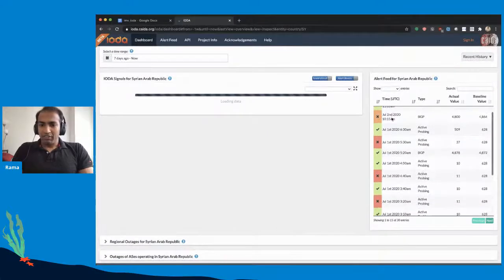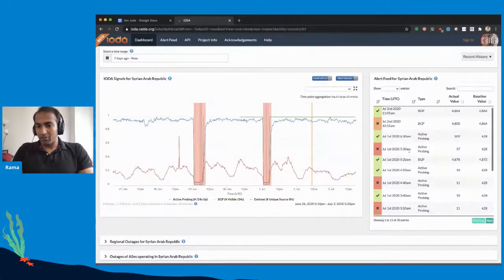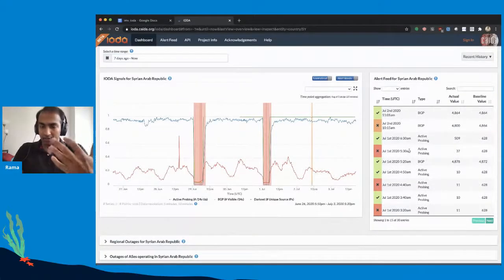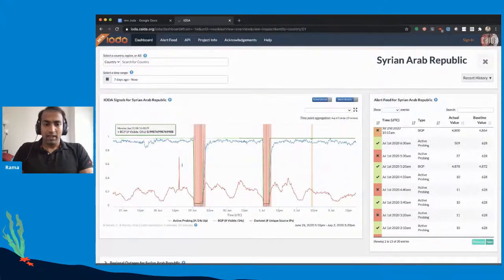As you can see on the right, this is the automatically generated list of potential outages that IODA has detected. And we observed that it has detected quite a few during this time. And let's zoom in.